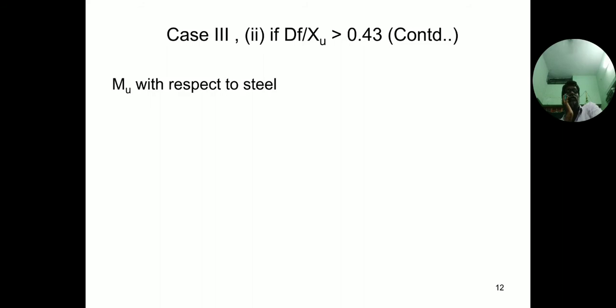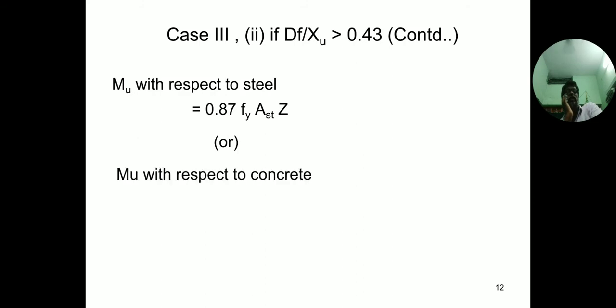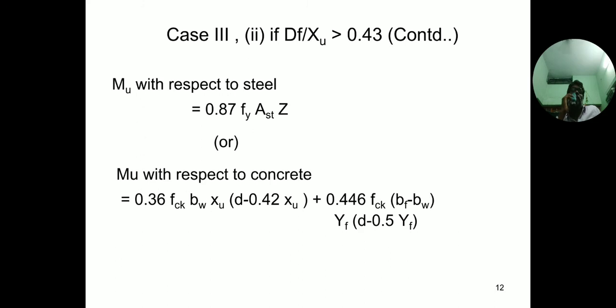Mu with respect to steel is 0.87 Fy AST into Z. Mu with respect to concrete is 0.36 FCK BW XU into (D minus 0.42 XU). This is the moment of resistance with the web, plus the moment of resistance with the flange, 0.446 FCK (BF minus BW) into YF into (D minus 0.5 YF).